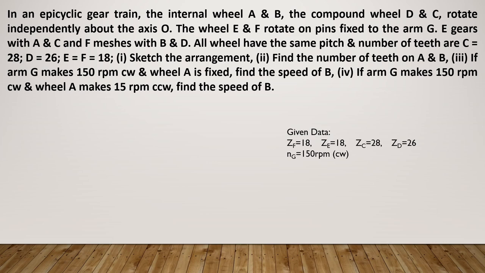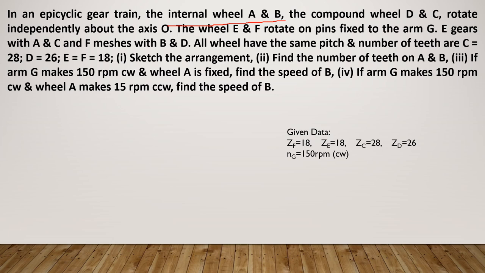Here again the figure is not given in the question, but the description is given. So based on the description, we have to draw the arrangement. Sketch the arrangement is asked in the question itself. See here, in the epicyclic gear train, the internal wheels A and B. What do you mean by internal wheel? Internal means the teeth are inside.